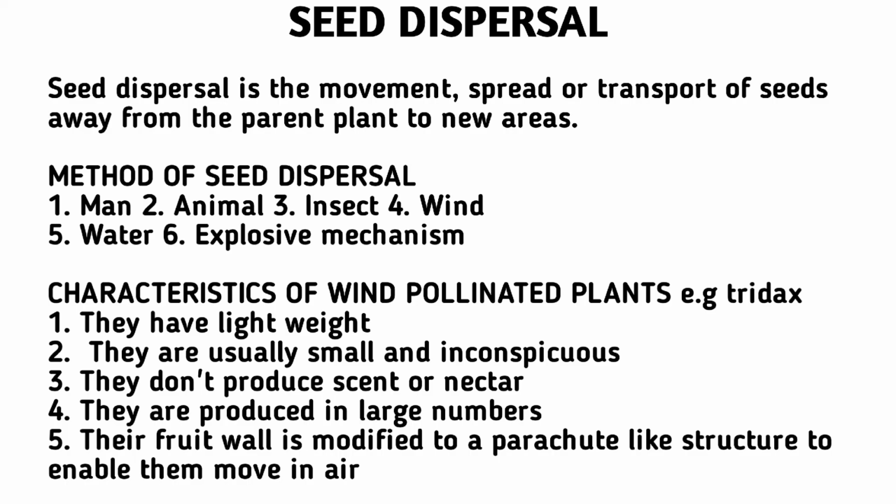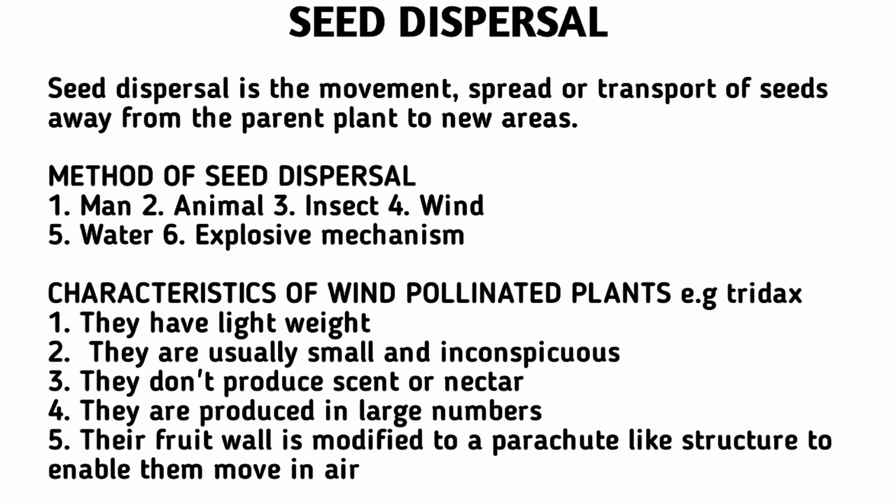Next, the last question is a likely question you will see in your exam. They will ask you what are the characteristics of a wind pollinated plant, especially for traders. And traders is specimen O, or specimen N rather. So they could ask you what are the characteristics or adaptive features of traders. Number 1, they are lightweight. Second, the seeds are usually small and inconspicuous. Inconspicuous means not visible, so that they are not eaten or destroyed by animals.